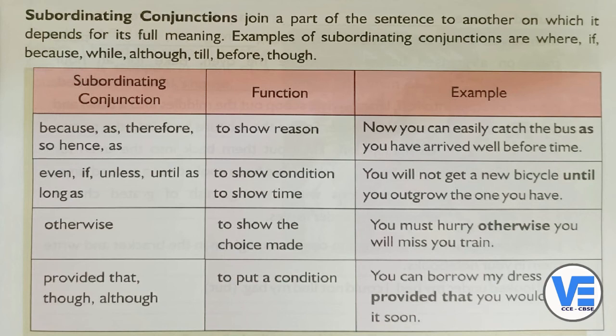And I'll give you some examples which talk about these subordinating conjunctions also. So children, that's all for today. Hope you have understood what conjunctions are, what coordinating conjunctions are, what the types of coordinating conjunctions are, and also the subordinating conjunctions.